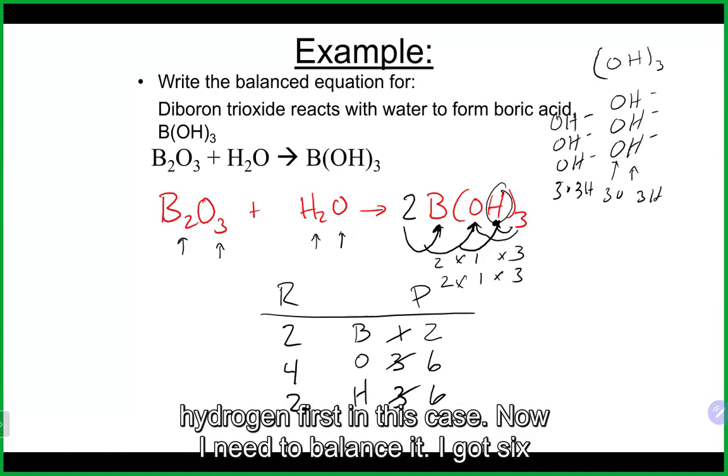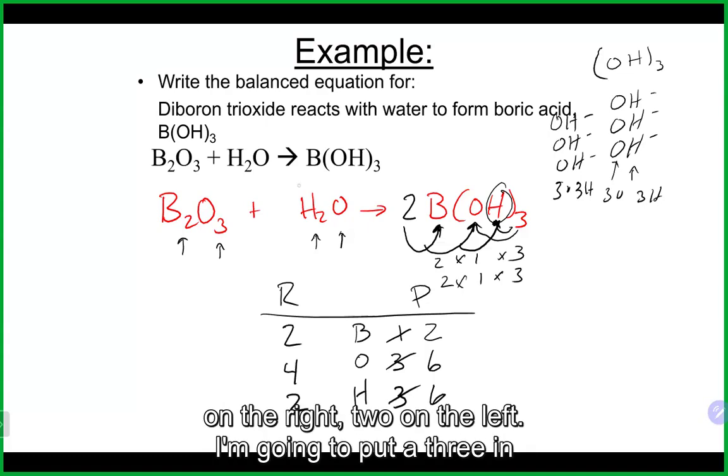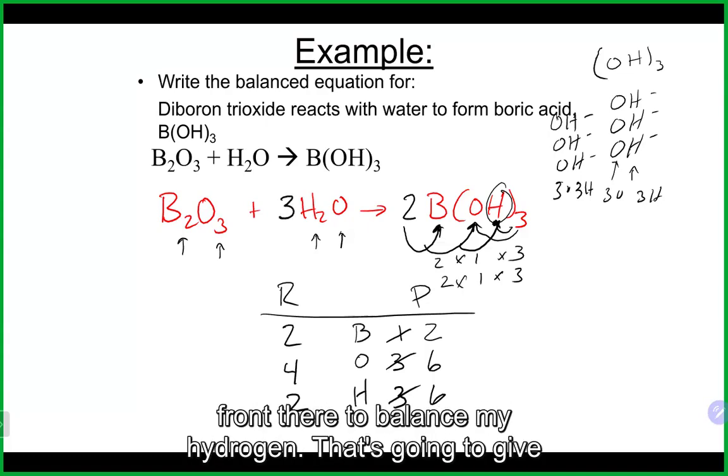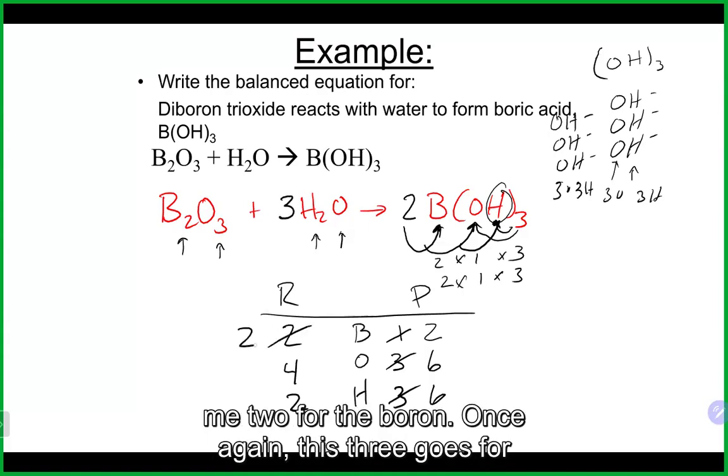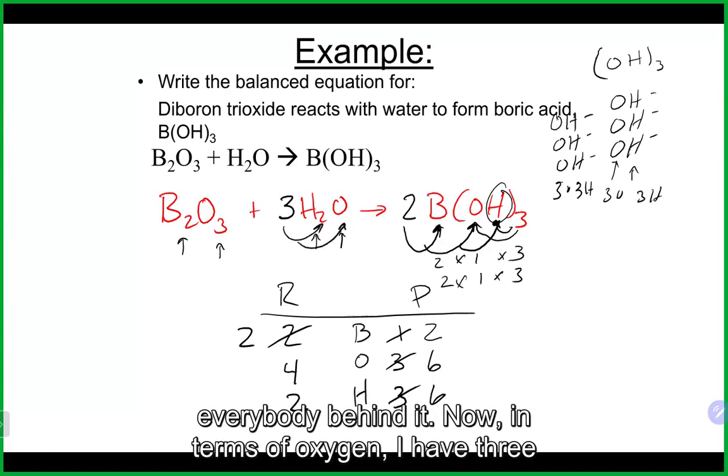Now I need to balance it. I got 6 on the right, 2 on the left. I'm going to put a 3 in front there to balance my hydrogen. That's going to give me 2 for the boron. Once again, this 3 goes for everybody behind it.